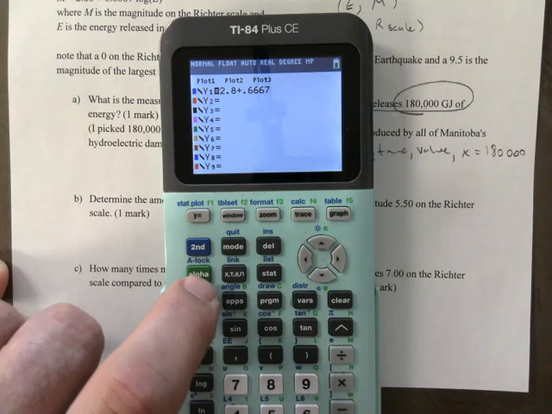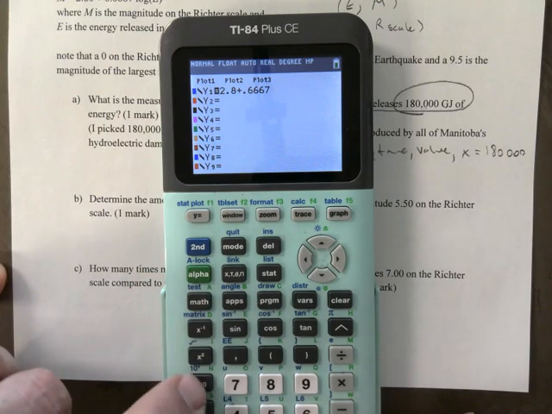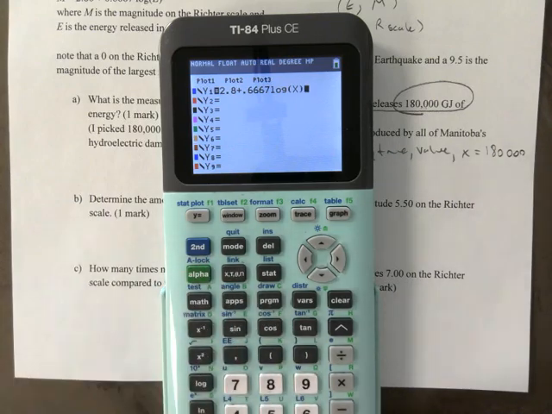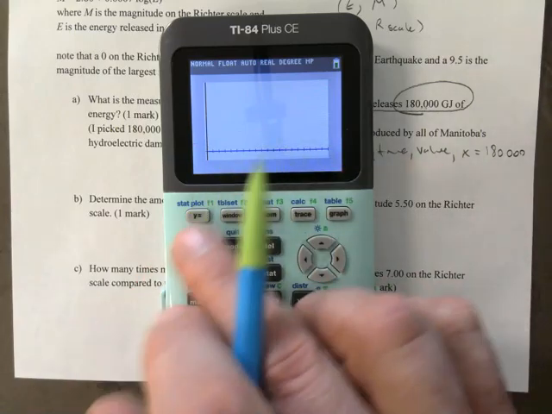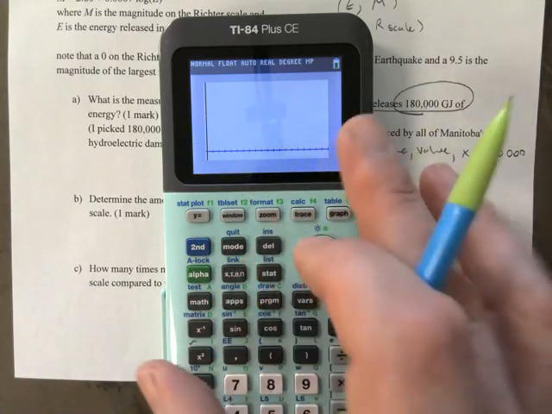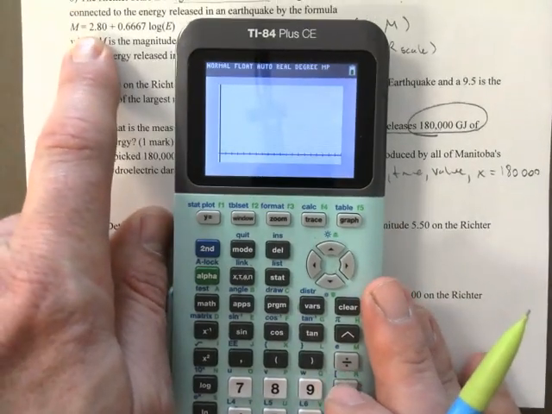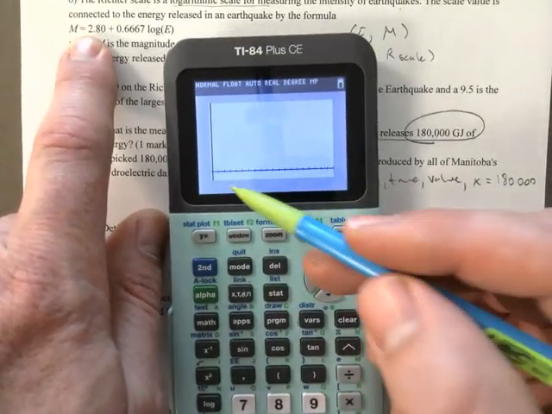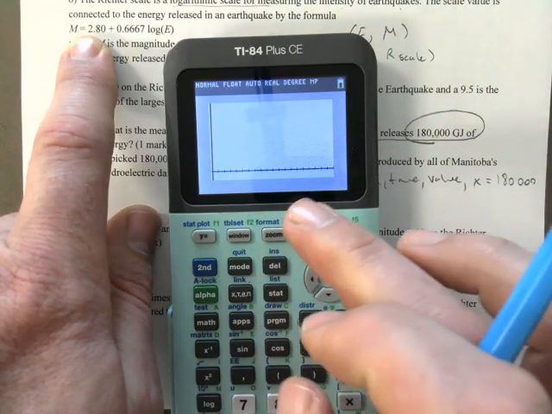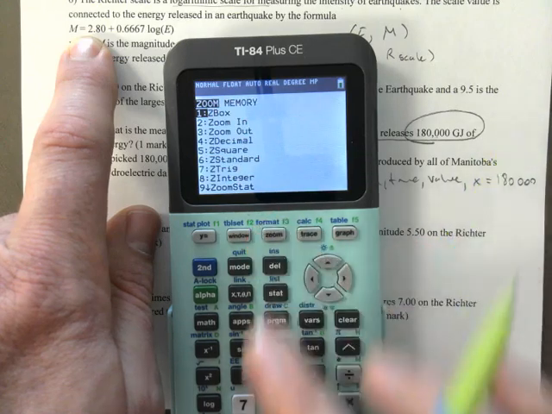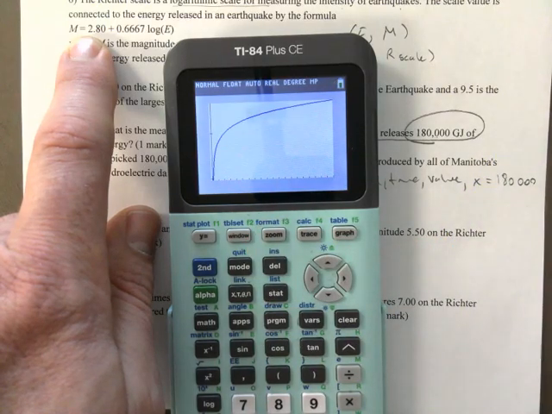0.6667 log. So you got to be careful you don't go natural log, and it's just x every time, okay? Oh, I just have a straight line. That's not good. So I'm going to try, I know that 2.8 is part of it, and I know this is increasing. Okay, so there's a few things here. So I'm going to try a zoom fit. Let's see. Zoom 0. That's much better.